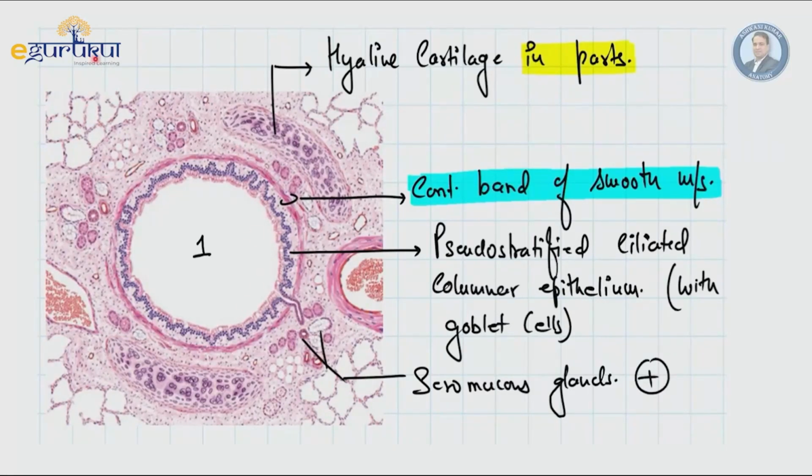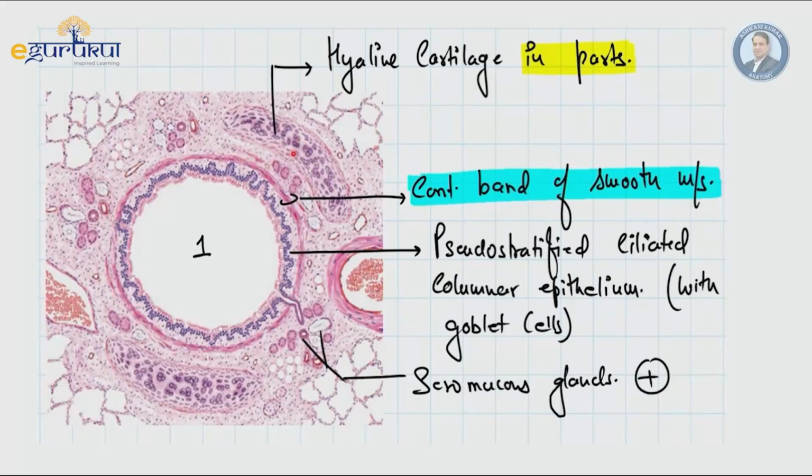The most important feature here is that hyaline cartilage is present in parts. It's not a continuous band of hyaline cartilage. We have hyaline cartilage present in parts in the case of the intrapulmonary bronchus. So again, you can identify the hyaline cartilage, the presence of perichondrium and the cell nest and everything. You know this, but you will not see it as a continuous band.